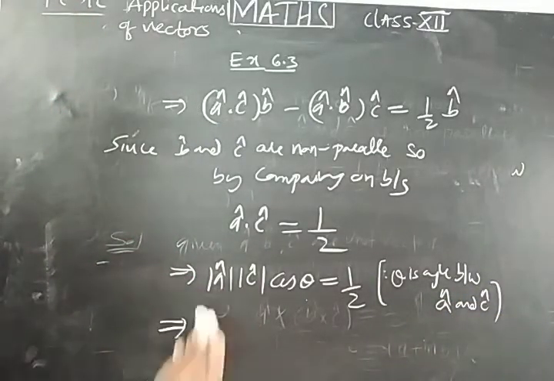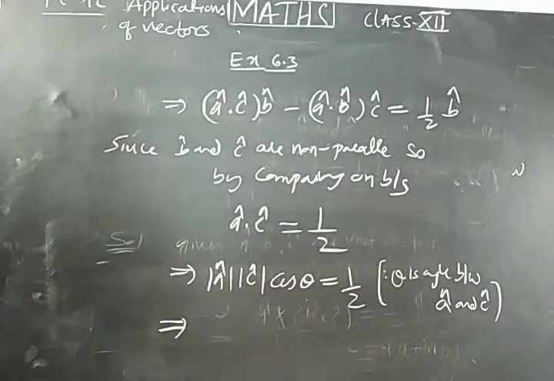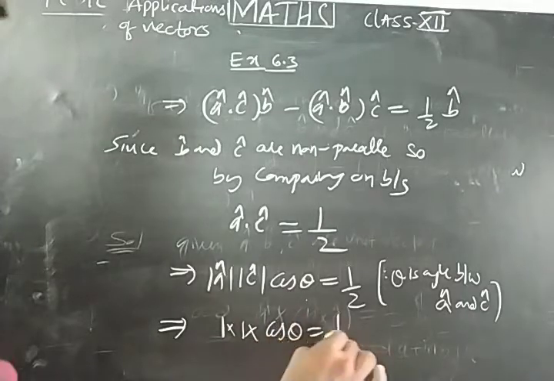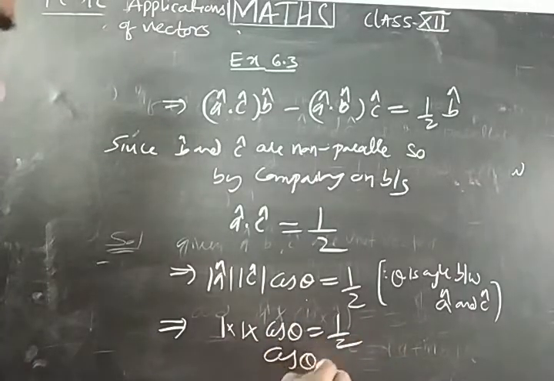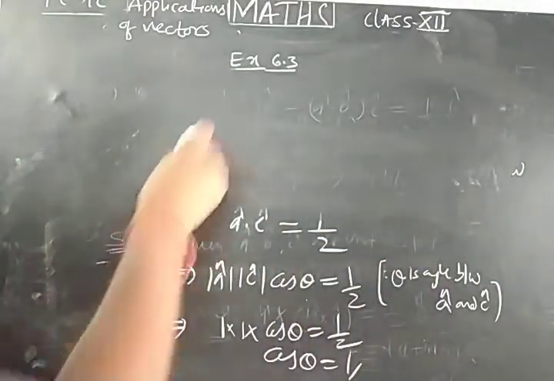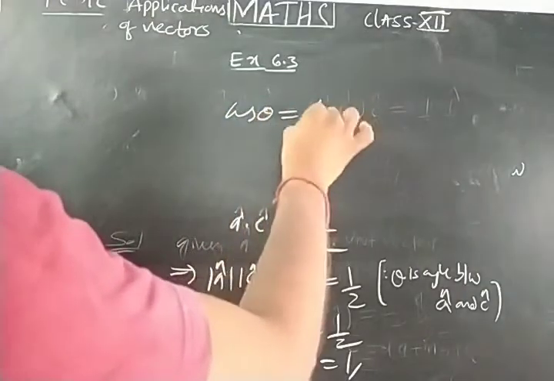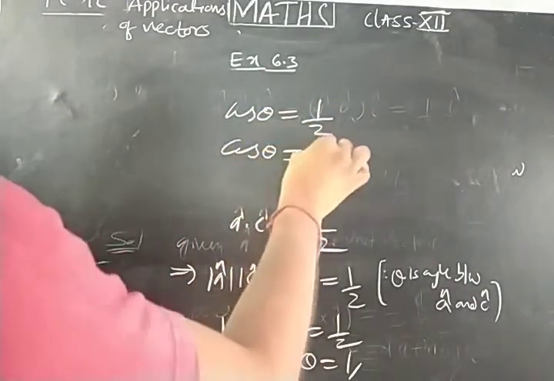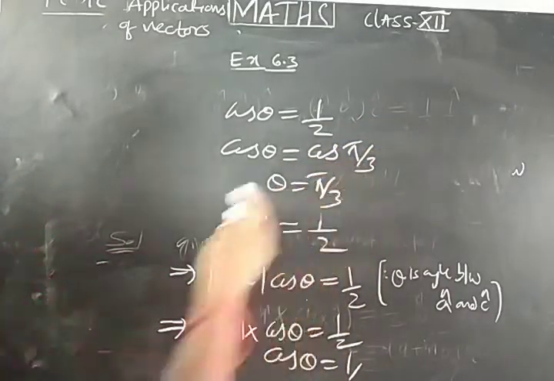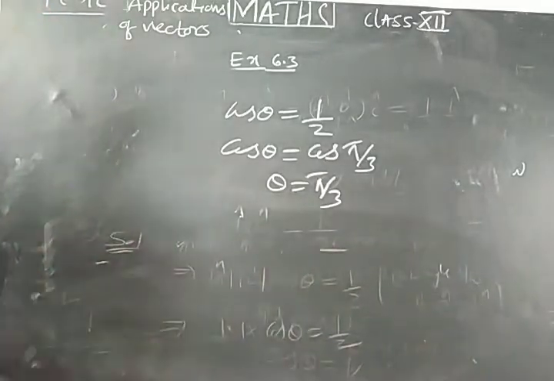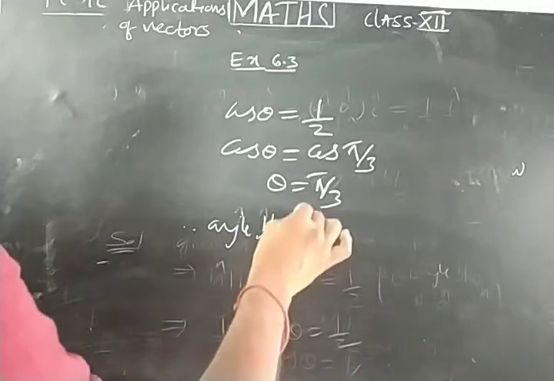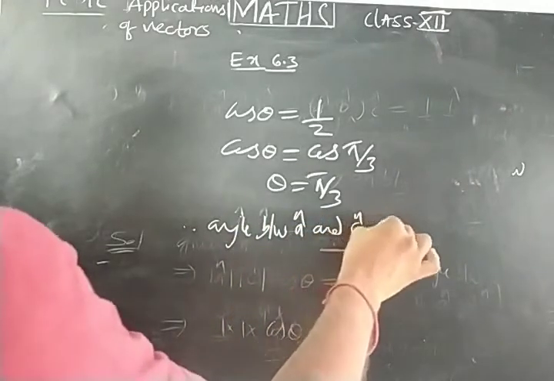A cap is 1 because it is a unit vector. C cap is 1 because it is a unit vector. So 1 into 1 into cos theta is equal to 1 by 2. So we got cos theta equal to 1 by 2. In place of 1 by 2 we can write cos 60, that is pi by 3. So theta is pi by 3. Therefore the angle between A cap and C cap is pi by 3.